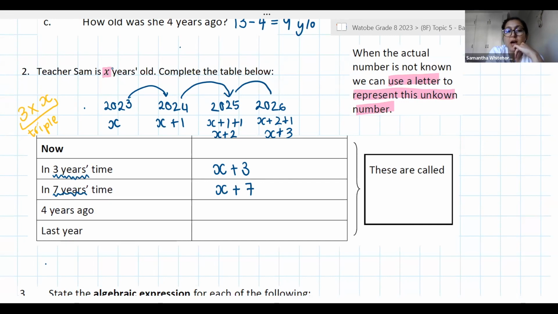Right, so in the chat, try for me. How old was I 4 years ago? What would the expression be for how old I was 4 years ago?